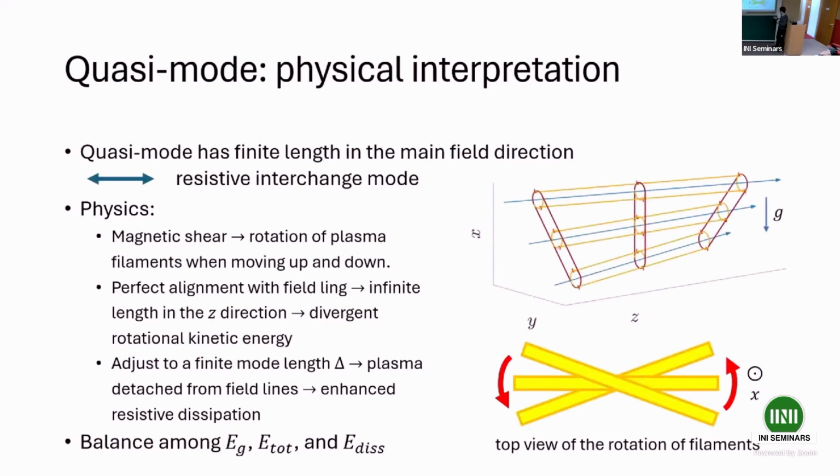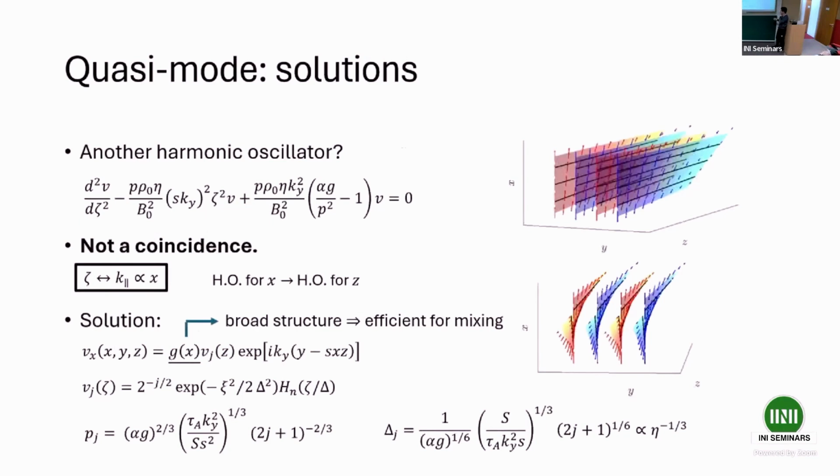As indicated by this solution, and also in this picture, the quasi-mode has finite length in the mean field direction compared to the resistive interchange mode. Because the system is open in the Y and Z directions, the resistive interchange mode has infinite length in the Z direction. However, in this case, the quasi-mode has finite length in the Z direction.